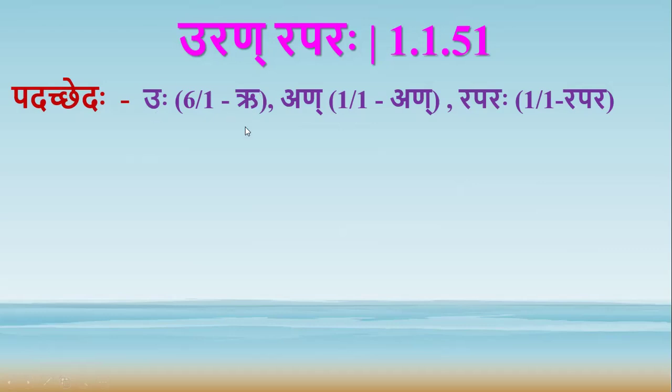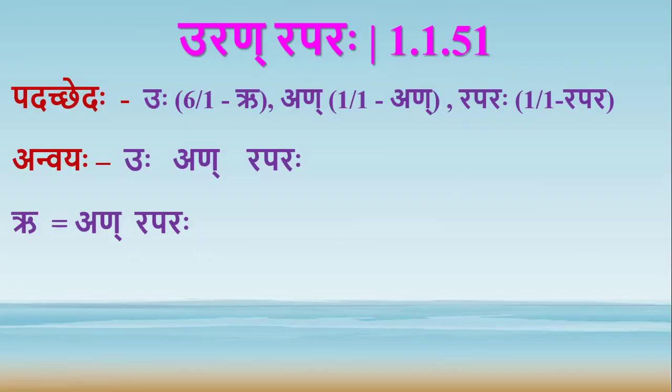So if Ru is replaced by an An letter, An means A, I, U, these three are the An letters here. They are Raparaha. Raparaha means they come along with Repha. Uhu, An, Raparaha. Here, suppose Ru is replaced by an An letter, then that An letter comes along with Repha. Uhu is equal to An and Raparaha.